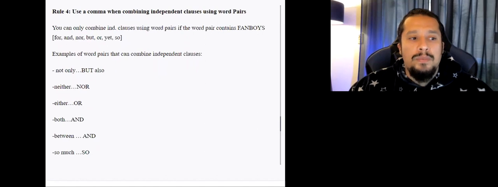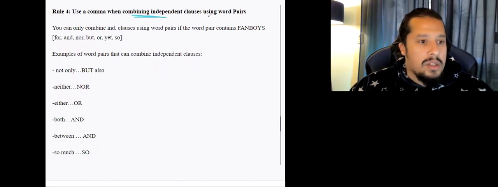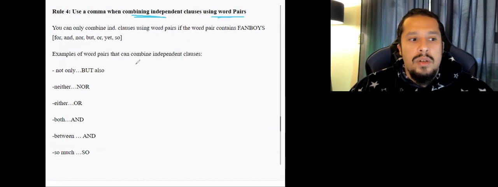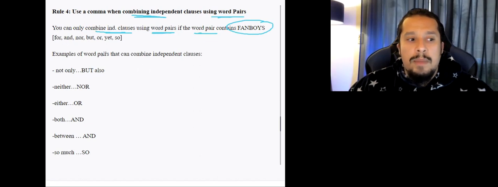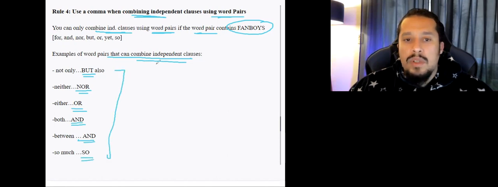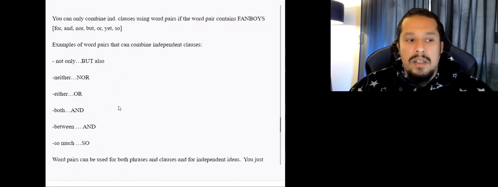Use a comma برضو when combining independent clauses using word pairs, right? So that word pair combines independent ideas, you've got to use a comma. You can combine independent clauses with word pairs if the word pair contains fanboys. So examples of word pairs that contain or combine independent clauses: not only, but also; neither, nor; either, or; both, and; between, and; so much so. You see that? دولت fanboys. So برضه دولت word pairs اللي ممكن combine independent ideas.